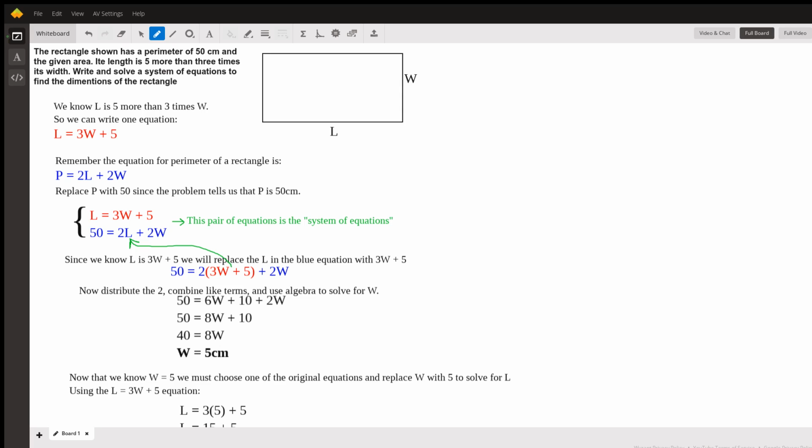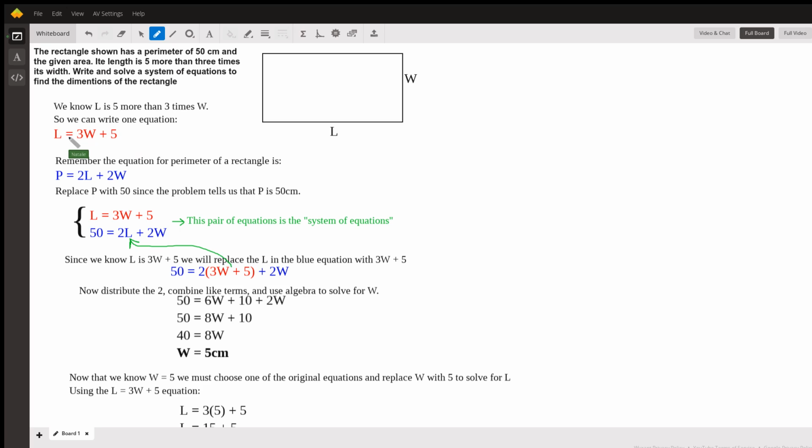So this problem is asking you to write and solve a system of equations to find the dimensions of this rectangle. So a rectangle has a width and a length, and it has a perimeter. So they've told us some pieces of information we need to find the width and the length. We know the perimeter is 50, and we know the length is 5 more than 3 times the width.